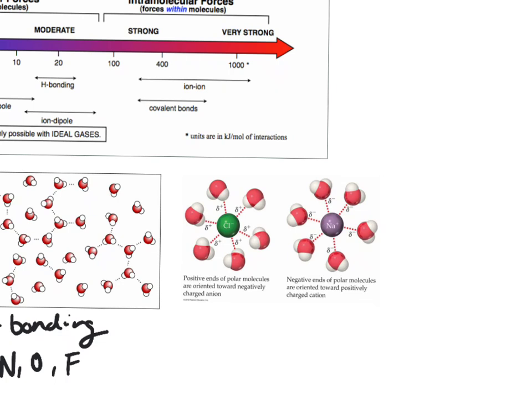So you can see here we've got a negatively charged chlorine, and our partial positive charge on our hydrogens are pointing towards that. Okay? Opposite with the sodium ion. Okay, take a look at this. If you have questions, feel free to step on down. We've got a couple of minutes.